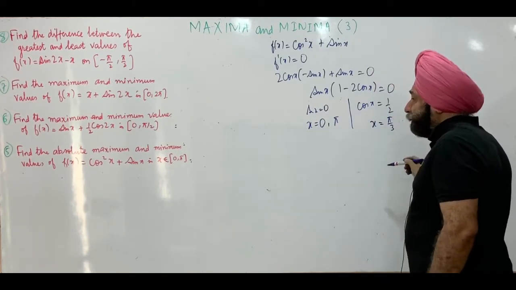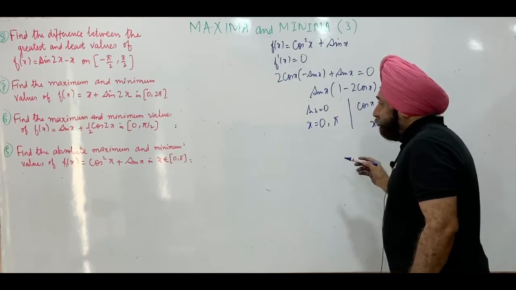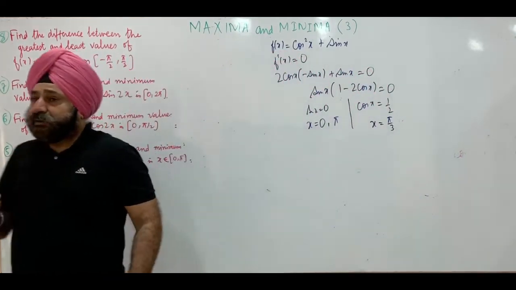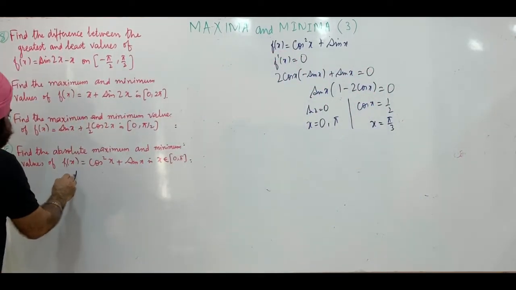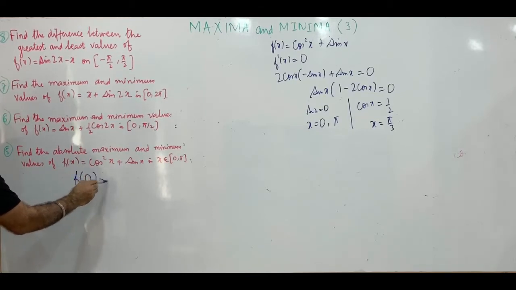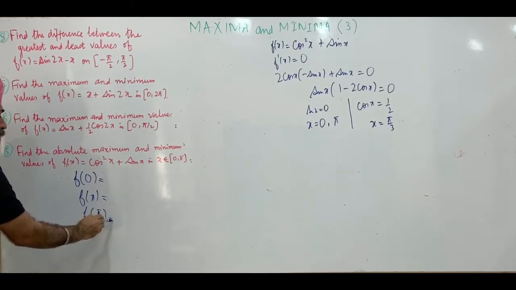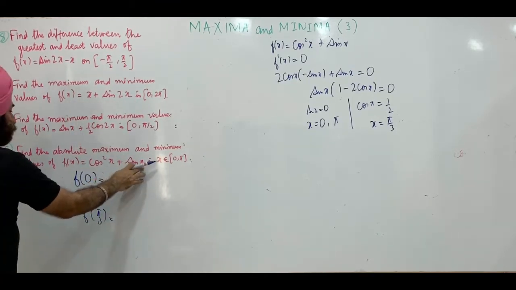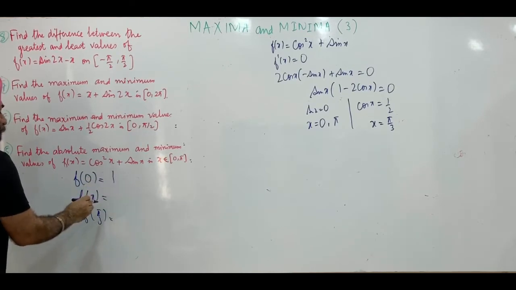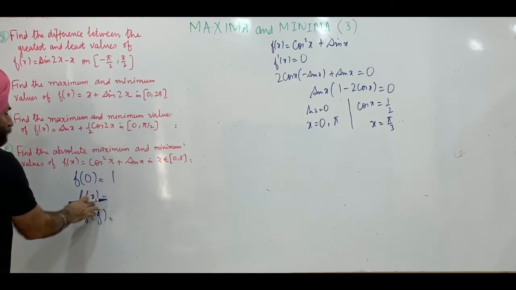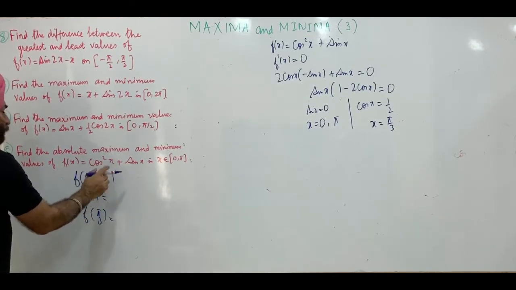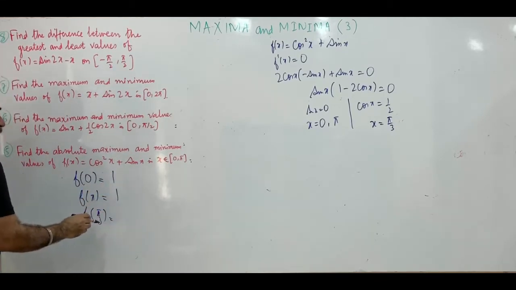This is the critical point. Now we will find the value of the function at the starting point, at the end point, and at the critical point pi by 3. Sin 0 is 0, cos 0 is 1. So f of 0 is 1. Sin pi is 0, cos pi will be minus 1. Minus 1 whole square, that will be 1.